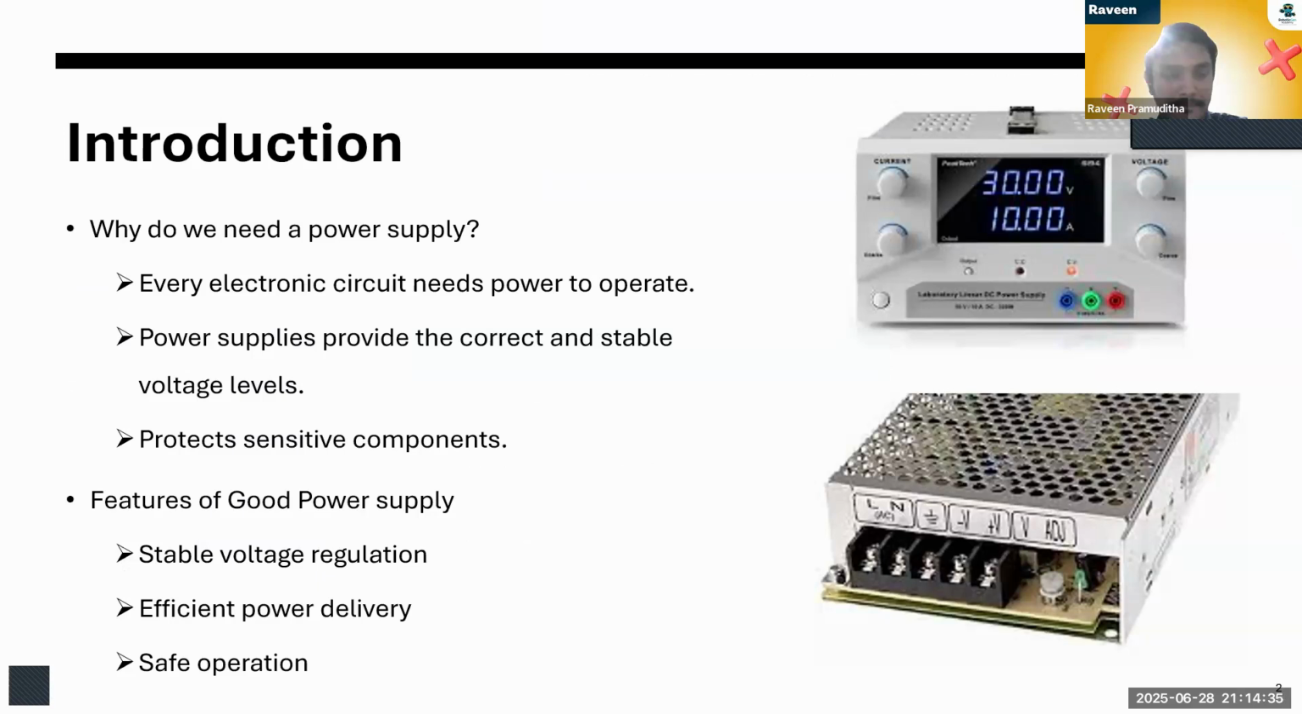Every PCB needs a power supply to operate. Those power supplies should provide stable current and stable voltage for our circuits. There are also some components sensitive to voltages and currents, so we need to ensure protection for those sensitive components as well.